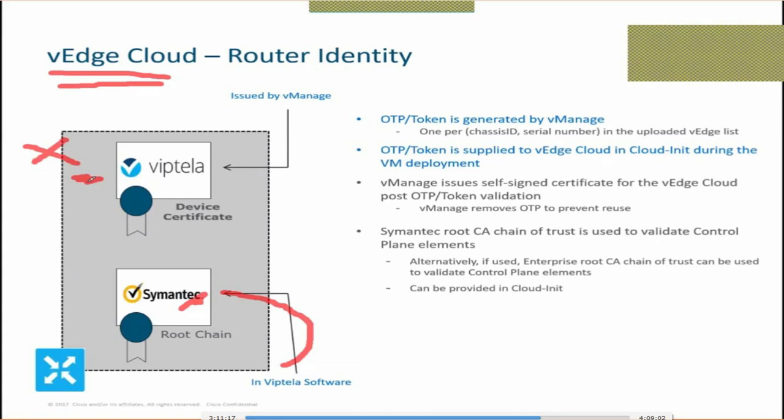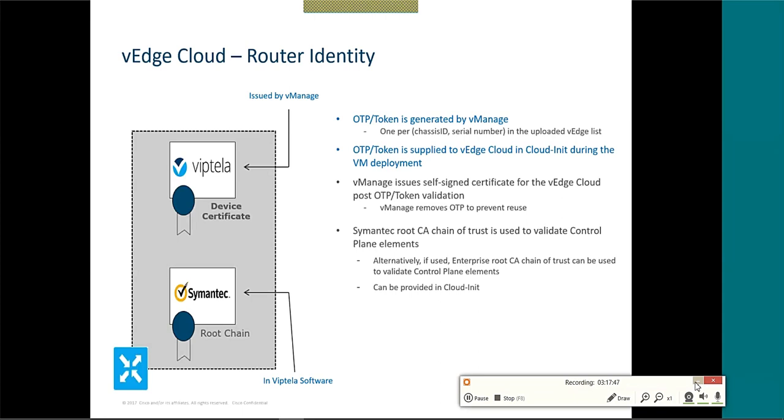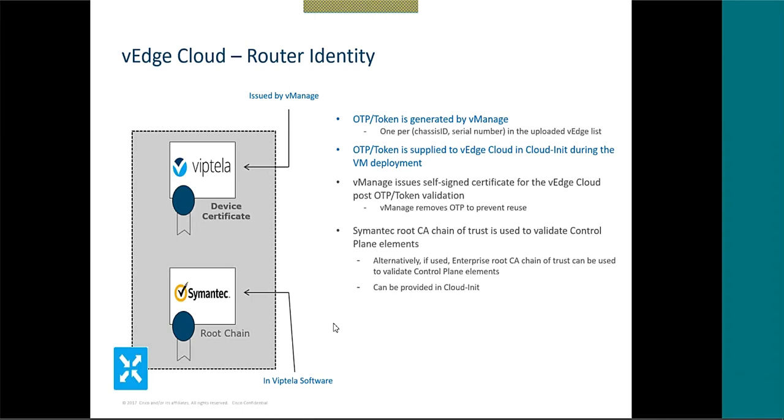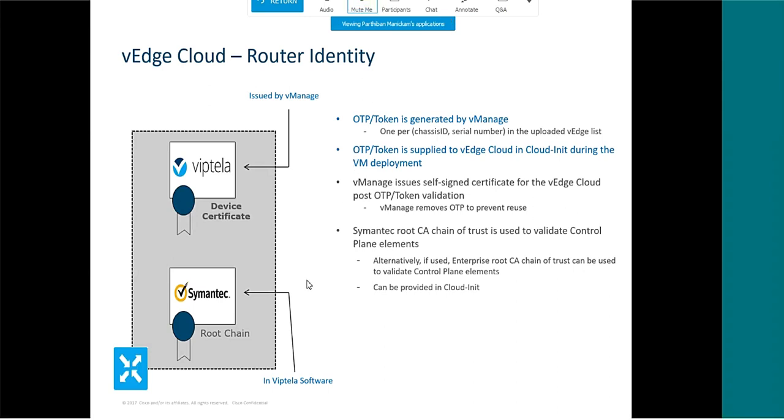vManage will generate, will obtain the certificate CSR from vSmart. vManage will get the CSR from vBond, and all three controller certificate CSRs will go to the CA, obtain the certificate one by one, and install it. But it doesn't do this automatically. Manually, we will have to do that. So copy the CSR for vBond, copy the CSR for vSmart, and then send it to the CA, download the certificate, and install the CA certificate one for vSmart, certificate two for vBond. So manually we do that, but the progress will happen through vManage.